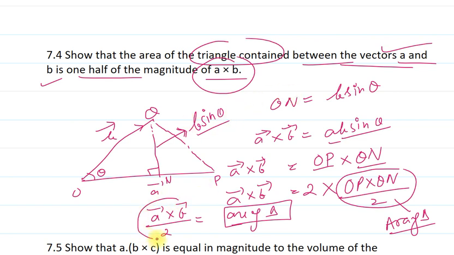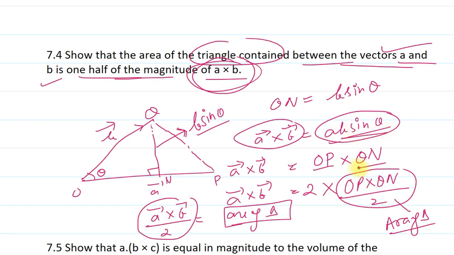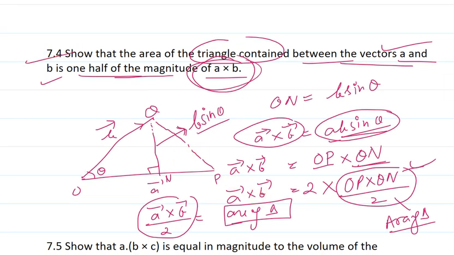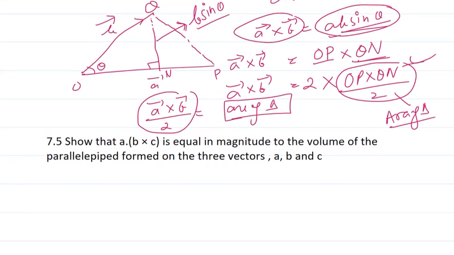So the area of the triangle is one half of the magnitude of a cross b. The magnitude of a cross b was ab sine theta. From here, b sine theta is QN. Then we multiply by 2 and divide by 2. Now this formula is for the area of this entire triangle, and this is simply half of the magnitude of a cross b. So hence this is the proof for this problem. Now let's come to question number 7.5.